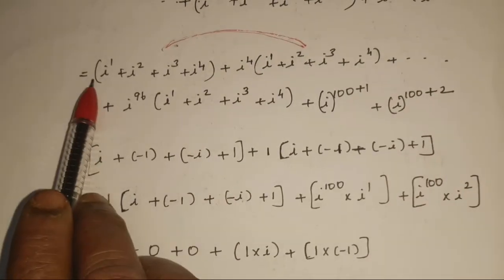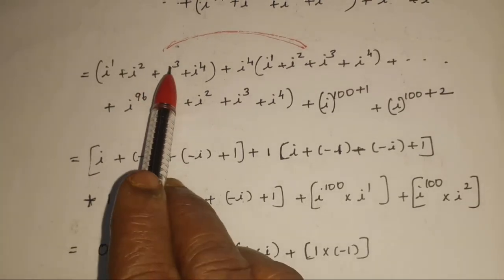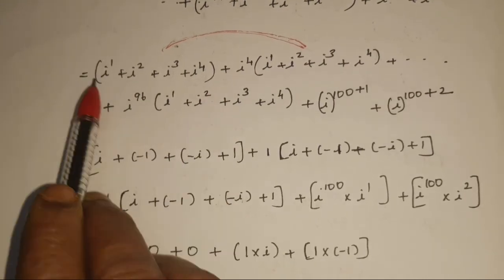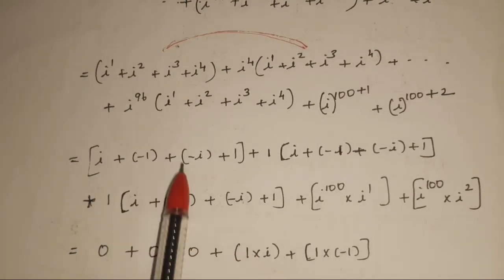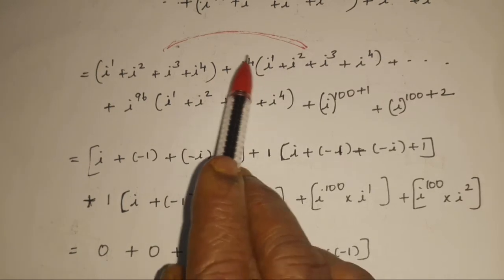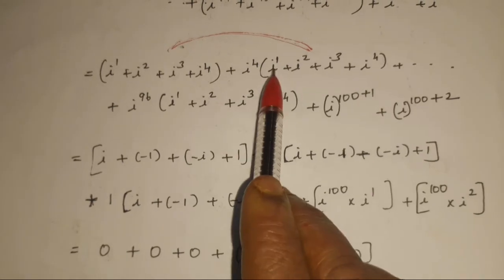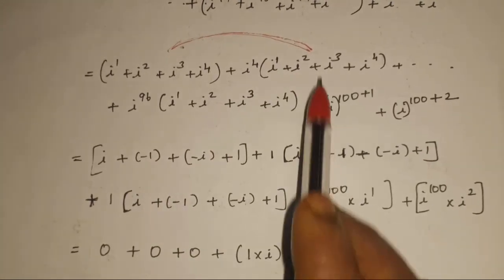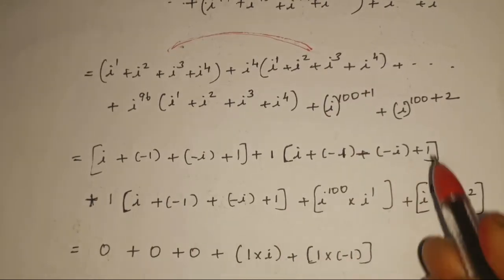Now listen very carefully. I power 1 is i. I square is minus 1. I cube is minus i. I power 4 is plus 1. Remember these values only. Again, what is the balance here? What is the term for the next one? I power 4 is always 1. Here also the same answer comes: i power 1 is i, i square is minus 1, i cube is minus i, i power 4 is plus 1, etc.